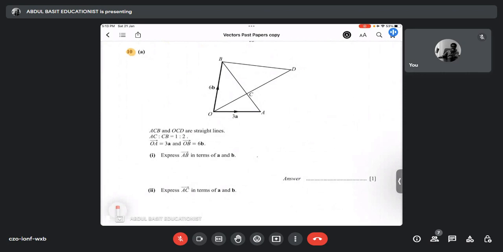Look at that. Now they say that AB and OCD are straight lines. So ACB like that is a straight line.